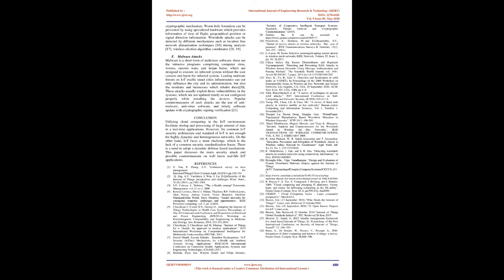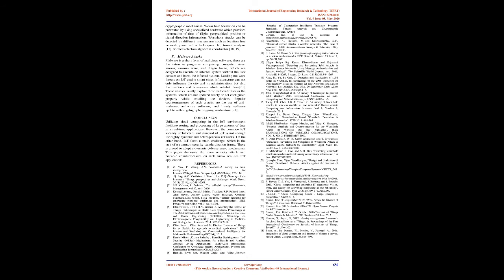The purpose of this attack is to create unreal routes in the network in order to gather or alter a large quantity of network traffic, cause routing disruption, traffic analysis, or selective drop of data packets. This attack can be launched without compromising any legitimate node in the network or without the knowledge of any cryptographic mechanism. Wormhole formation can be prevented by using specialized hardware which provides time of flight, geographical position, or signal direction information. Wormhole attacks can be detected by different mechanisms such as location-free network planarization techniques.